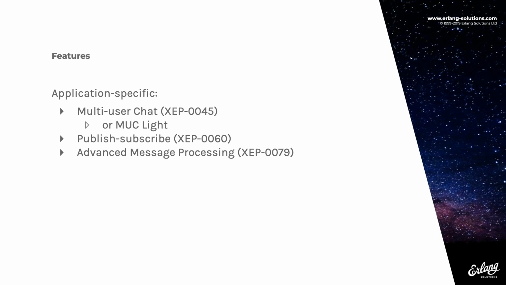In XMPP there are two options. There's multi-user chat and multi-user chat lite, which is mostly used in mobile devices. There is publish subscribe. So multi-user chat is many-to-many communication. Publish subscribe is one-to-many. So it's a basis for many more advanced features like personal eventing and also encryption. If you want to use end-to-end encryption, you need publish subscribe to publish your encryption keys. And finally, there is something that is very specific and very sophisticated and very rarely used, which is advanced message processing.